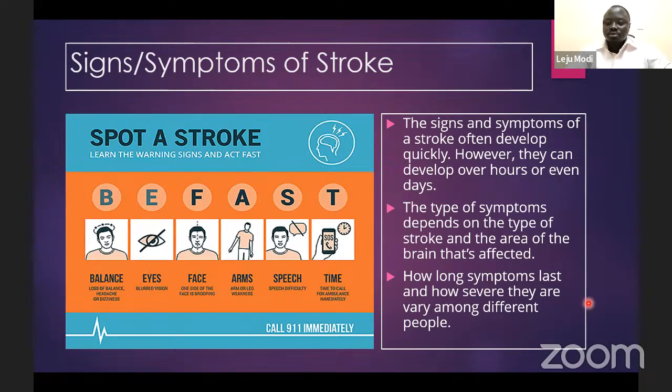So how long the symptoms last and how severe they are also varies among people. Severity, especially the worst severity you think of is death immediately. And then others get paralysis, they suffer the side effects or the aftermath even for the rest of their life. Others, especially in the TIA type, will regain full function. So how long the symptoms last and the severity really varies between people.